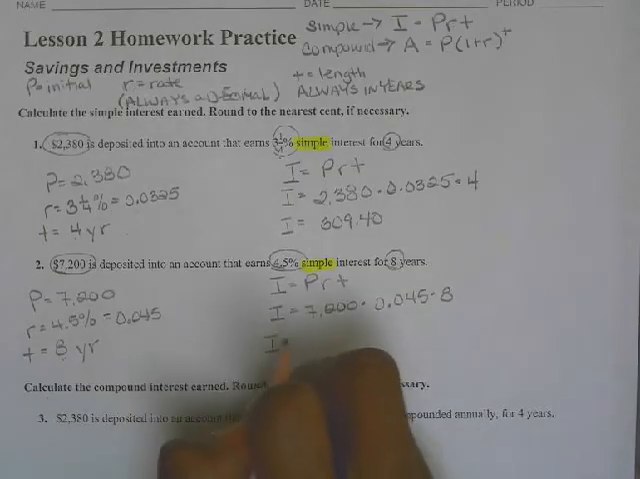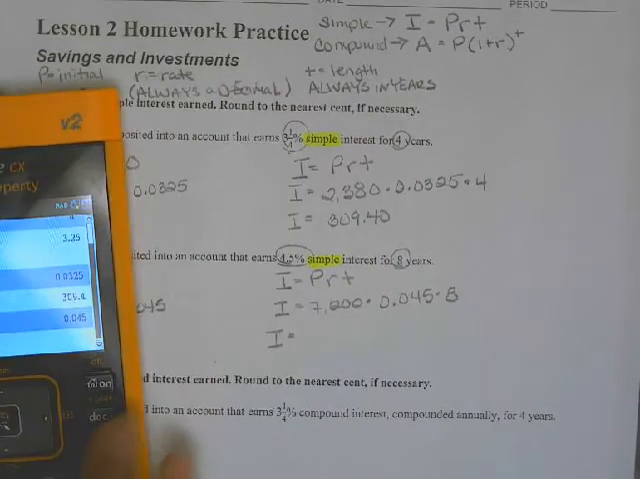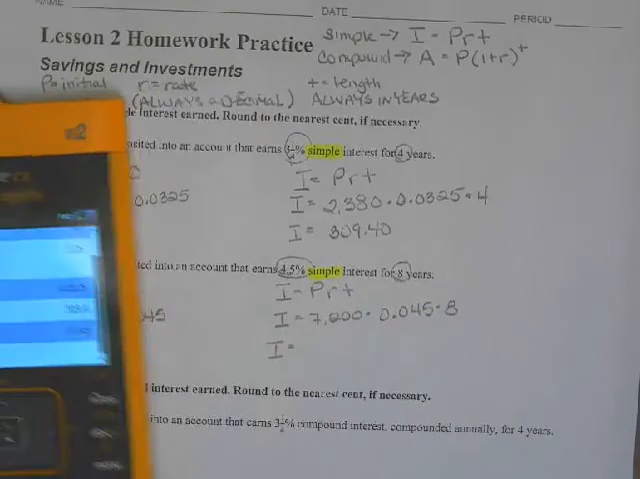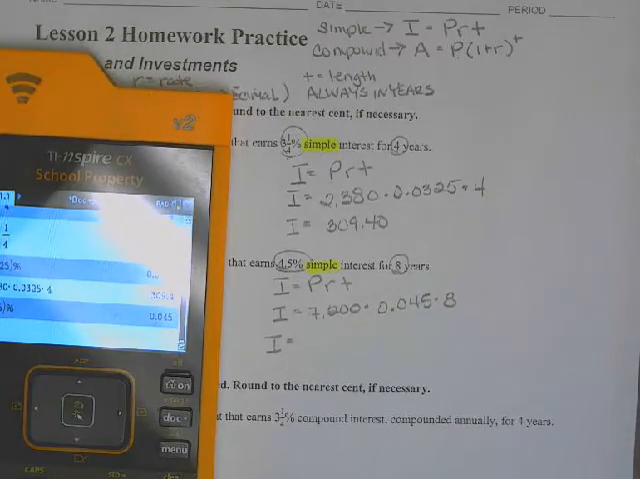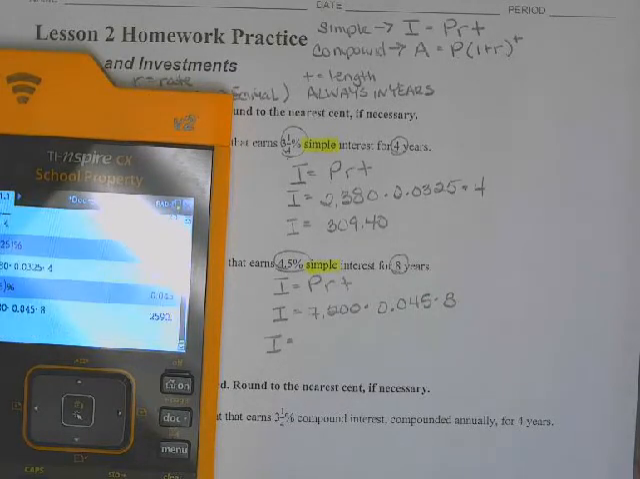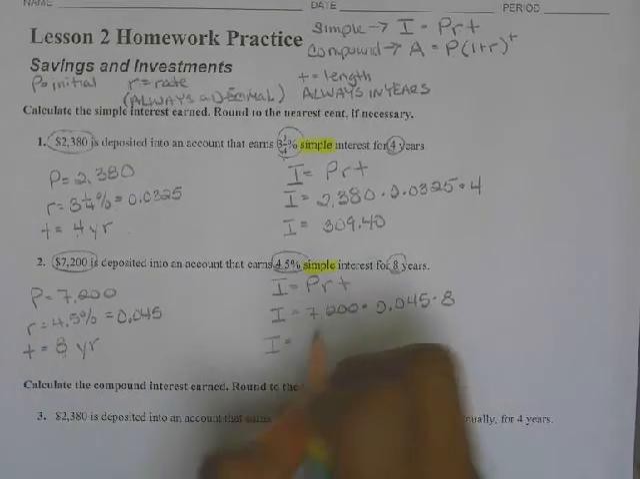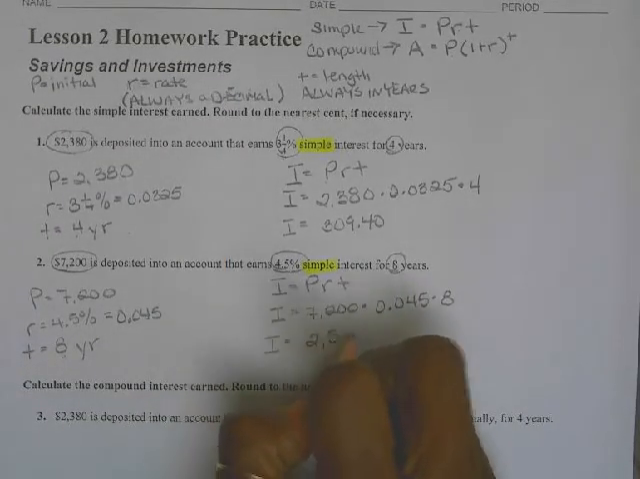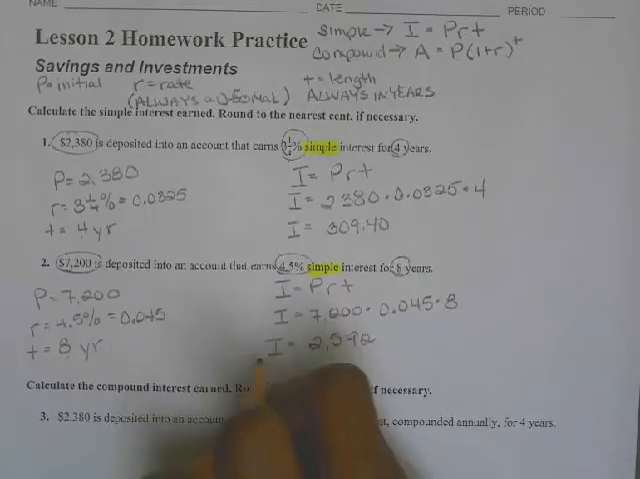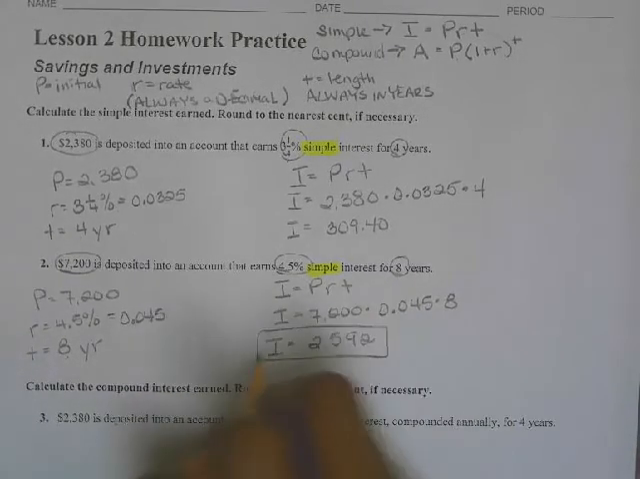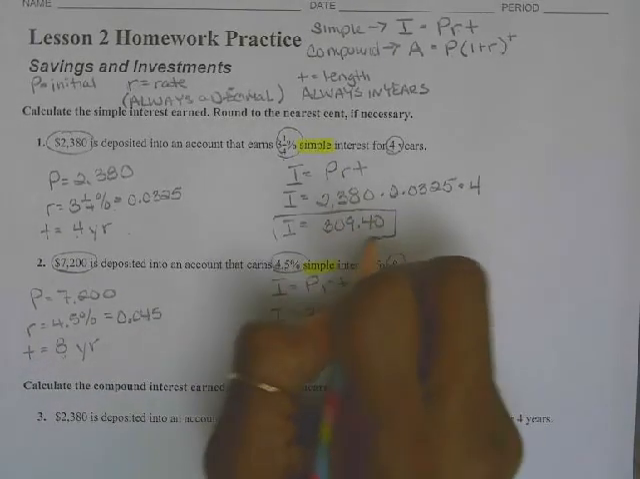I can go ahead and put that in my calculator. So 7200 times 0.045 times 8, 2,592 big ones. 2,592. Okay.